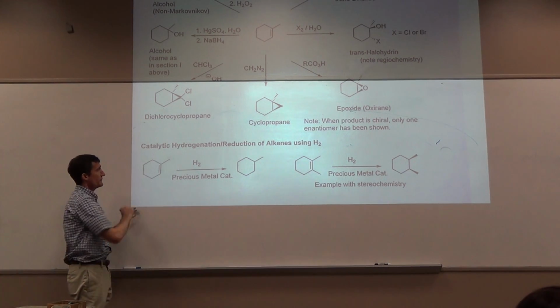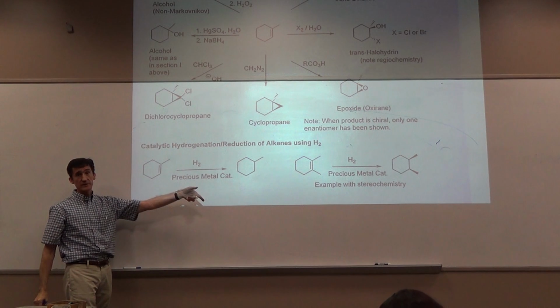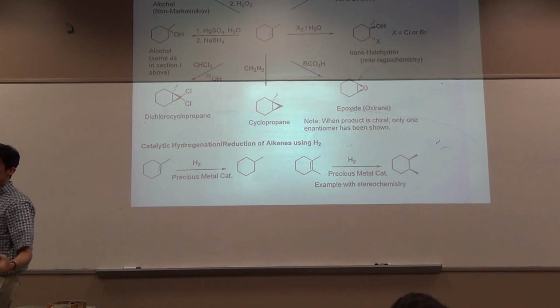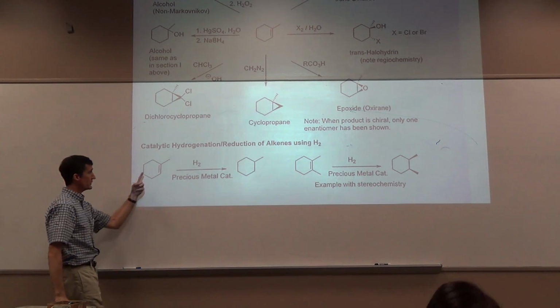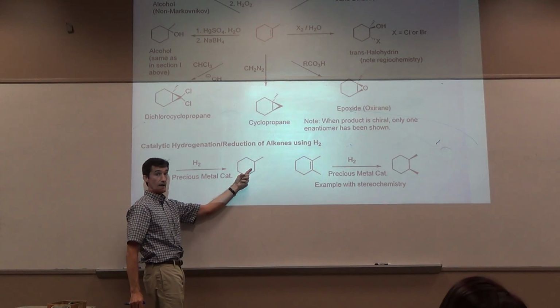So, this is called a hydrogenation because you're adding hydrogen. It's also called a reduction because when you add H's in organic chemistry, that's a reduction. So you'll hear it that way. Hydrogenation of the alkene gives the what? Alkane.